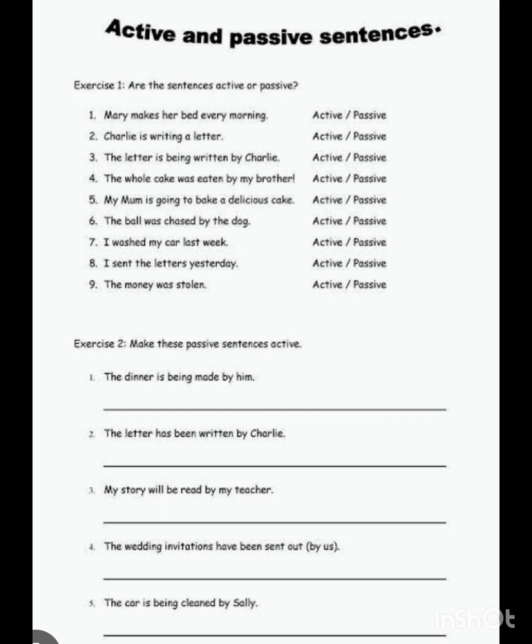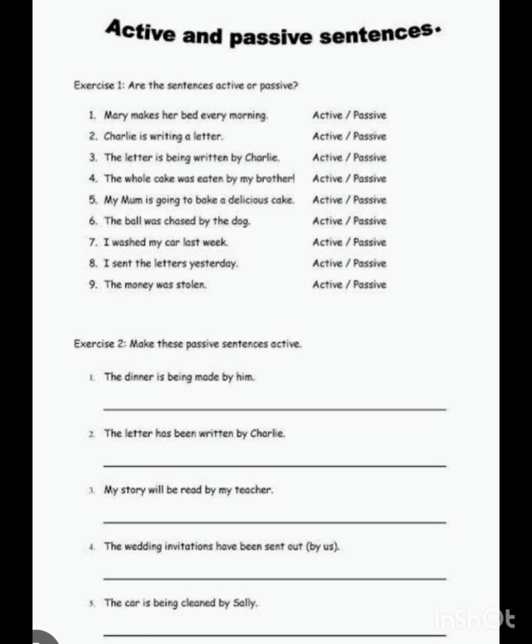Similarly, in the second exercise, the sentences are given and you'll have to make those sentences active. The dinner is being made by him. Given is in passive. So your answer will be he is making the dinner. Remember, whenever we have continuous tenses like making, baking, walking, verbs with ing attached, we will always use being in the passive voice. Since made is the past participle in the passive voice, we shall be using present tense make in active voice. Likewise, solve the remaining sentences and get the correct answers.